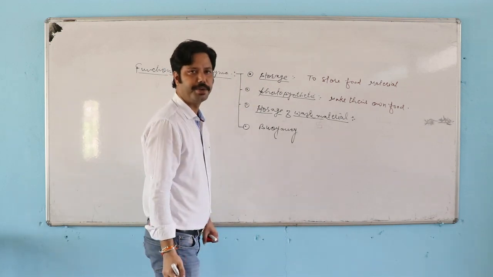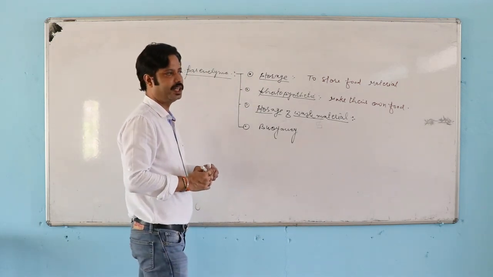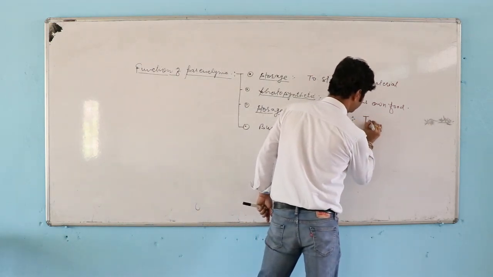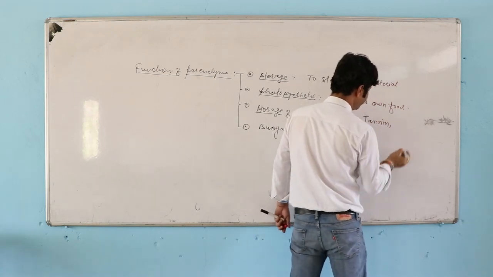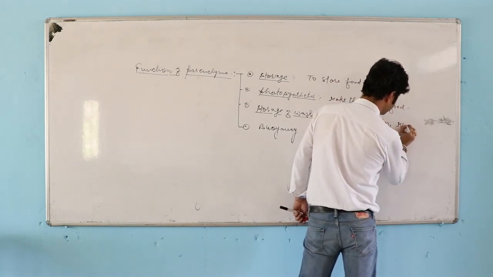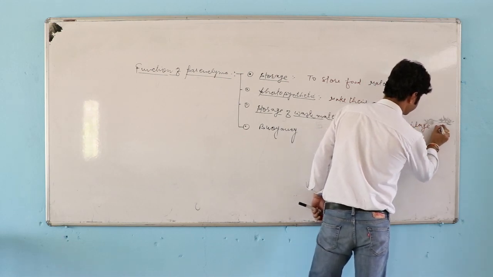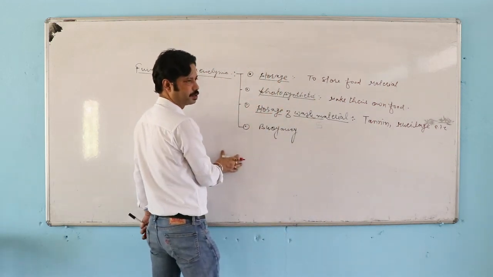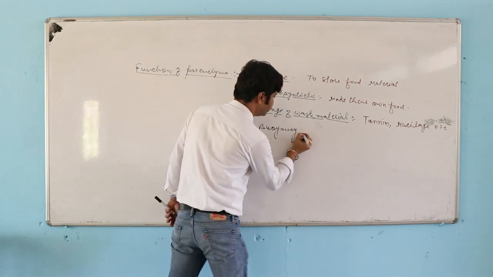Storage of waste material. Some of the parenchymatous cells store waste material such as tannin, mucilage, etc. Storage of waste material is another function of parenchymatous tissue. Next, buoyancy.